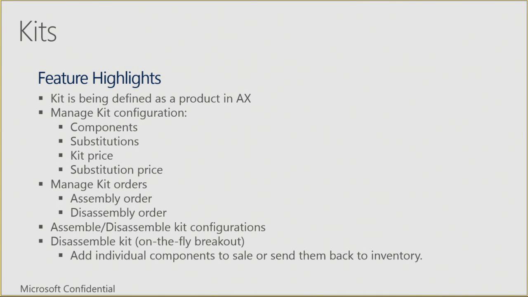So the assembling and disassembling functionalities will be supported in AX. In addition to that, we'll also be allowing on-the-fly disassembly of a kit in a store. What that means is you have kits sitting on the shelf, not selling as fast as the retailer anticipated. Then a customer walks in and says, I really don't want to buy the kit, but can you sell me this individual product that's in the kit? You can disassemble it on the fly and add the individual product to the cart, and the remaining goes back to inventory.